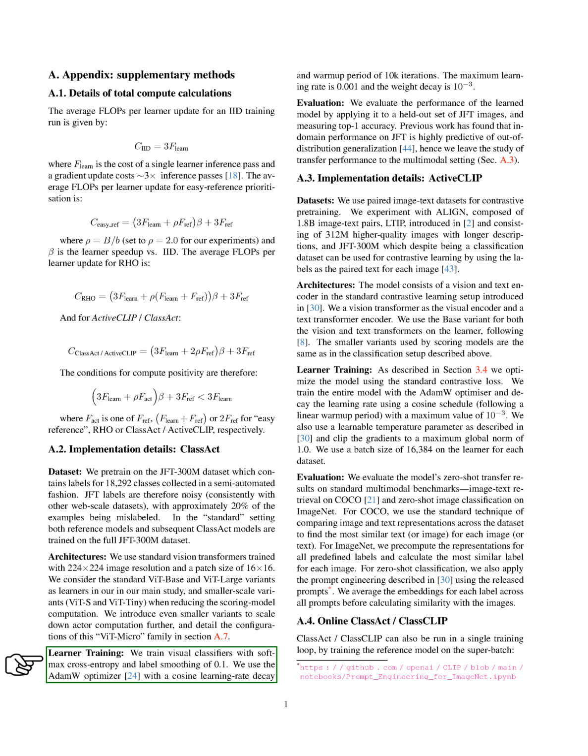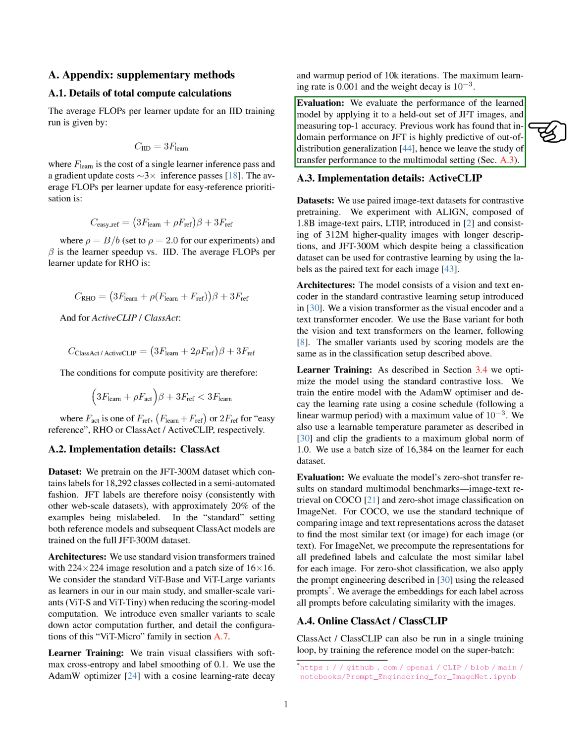We trained visual classifiers with softmax cross-entropy and label smoothing of 0.1, using the AdamW optimizer with a cosine learning rate decay and warm-up period of 10,000 iterations. We evaluated the performance of the learned model by applying it to a held-out set of JFT images and measuring top-1 accuracy.